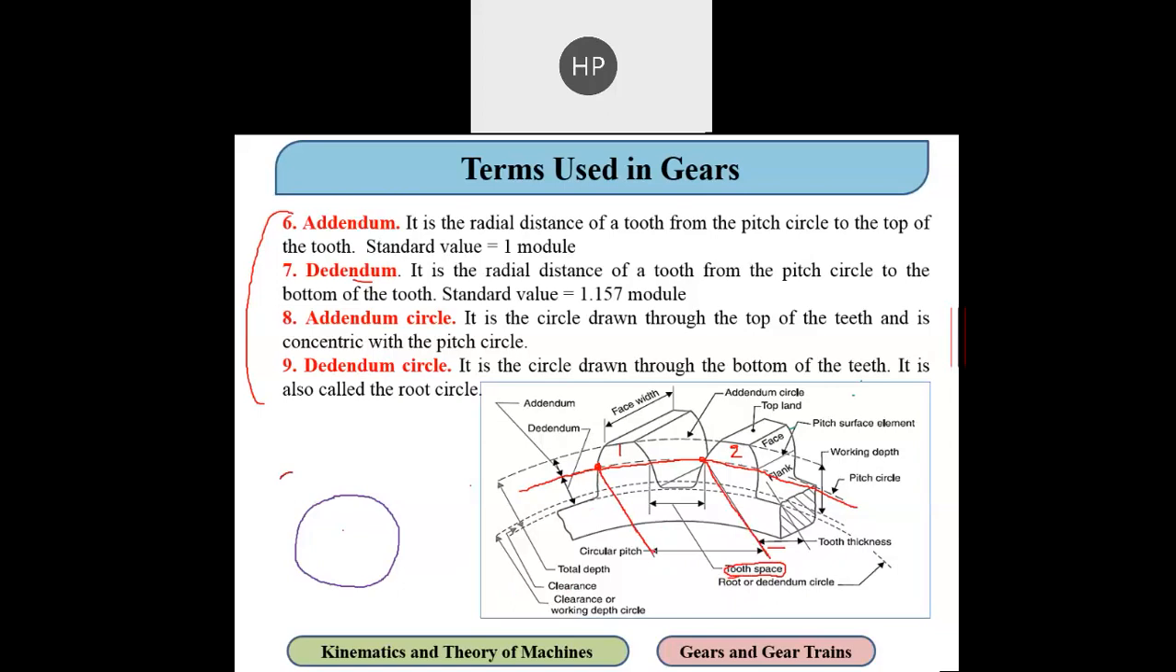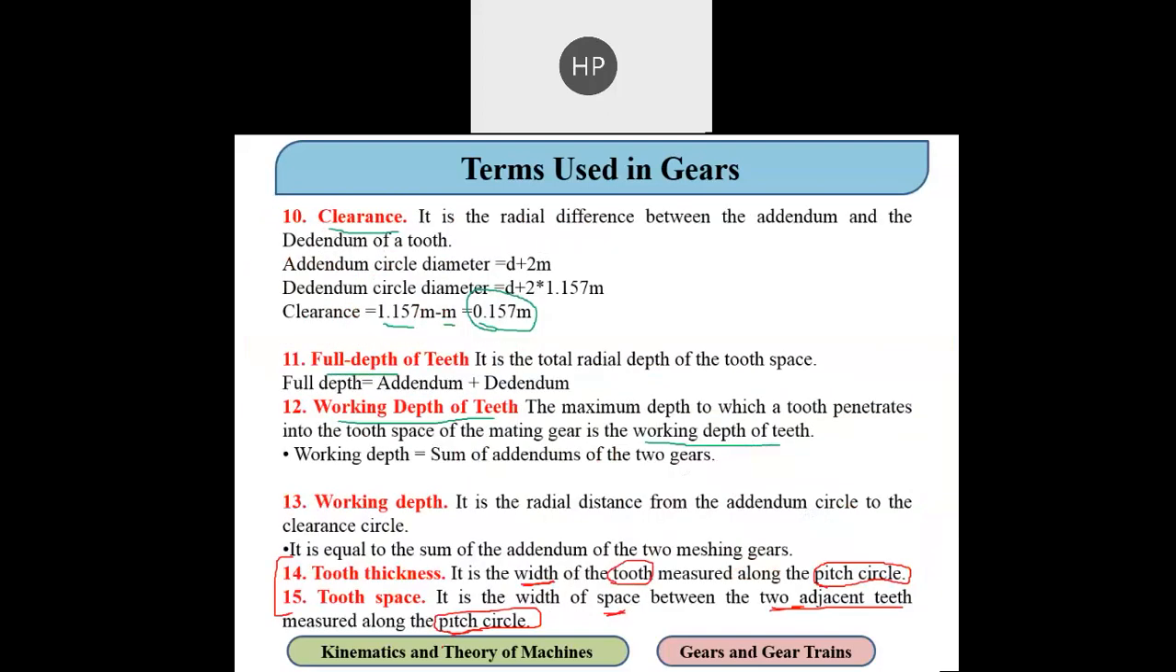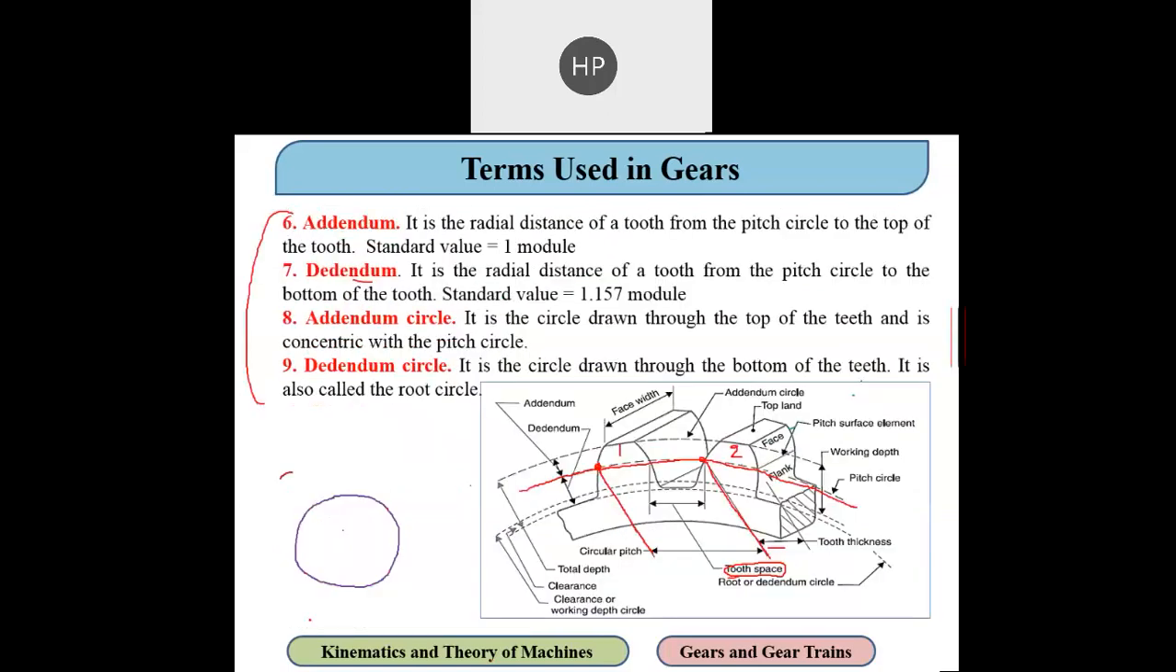Sorry, it is this one. It is a clearance angle actually. Just a minute. It is the space between two adjacent teeth measured along the pitch circle. So this one, just a minute, it is the wrong one. I have drawn the wrong line.